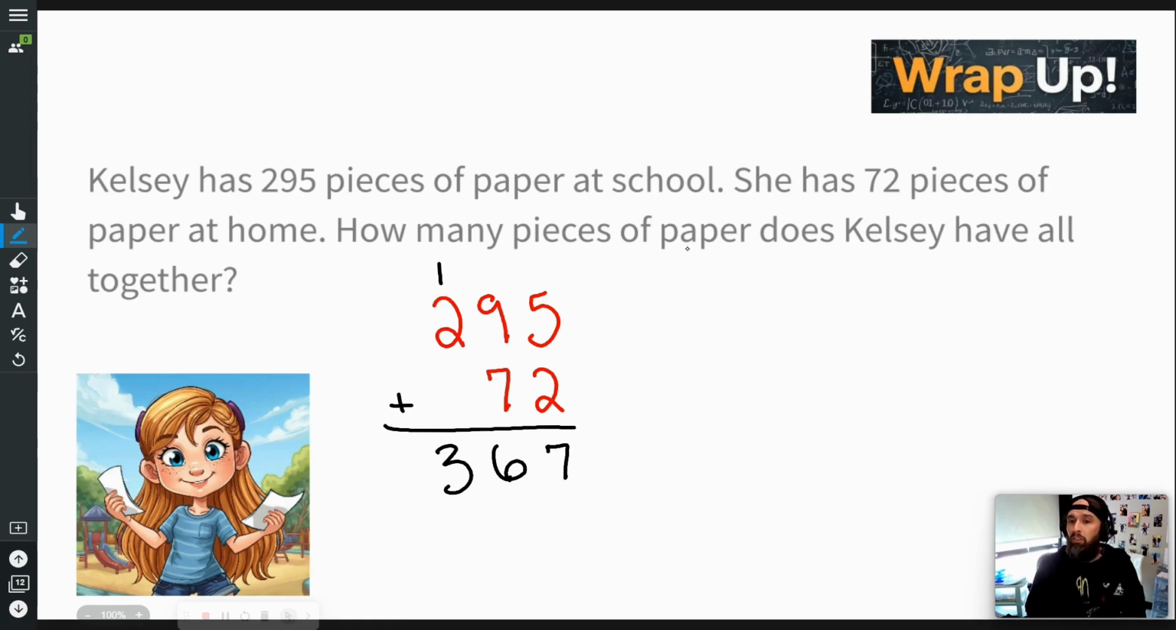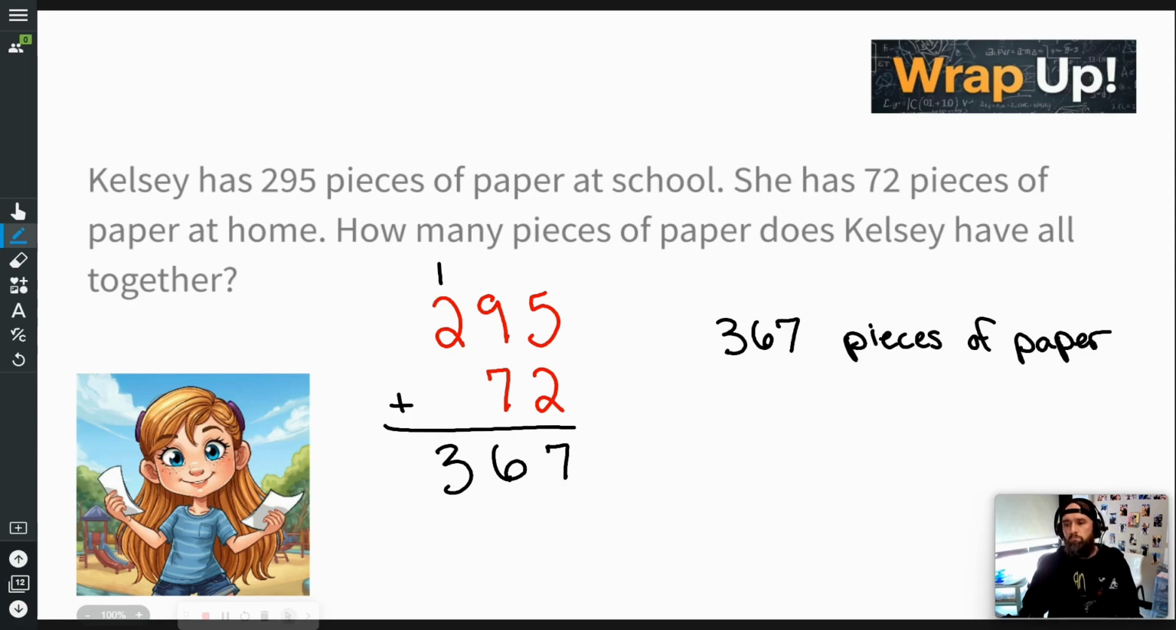Now this is a word problem, so we need to answer using words. How many pieces of paper does Kelsey have altogether? Well, Kelsey has 367 pieces of paper. Okay?